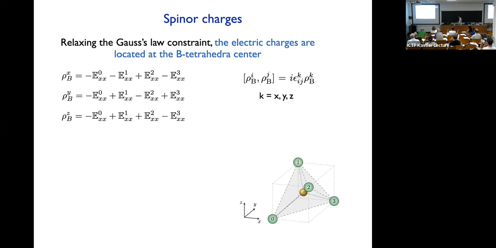Okay. Right. So again, another important piece of information is that if you relax the Gauss law constraint, what that means is that you are now allowing the excitation to show up. Then again, these are basically vector charges, you know, the XYZ component. It's a rank two gauge theory with vector charges. And these charges, or electric charges, it turns out they are actually located at the B tetrahedron center. So my electric fields are defined at the A tetrahedron site, but my charge is actually defined at the B tetrahedron center. And this is basically a Poisson's equation written in this coordinate. And these vector charges, now we are thinking about a quantum theory, so they satisfy some SU2 algebra again. Okay, so these are spinor charges, basically.